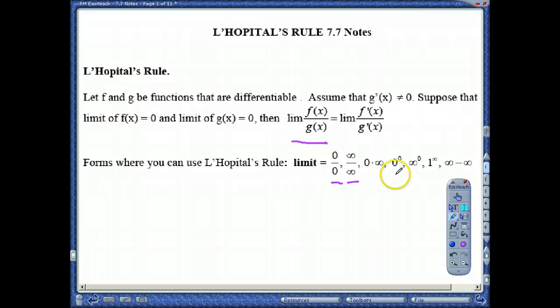Now we're going to discuss all of these different forms. So basically, if we plug the numbers in and we get 0 divided by 0, infinity over infinity, 0 times infinity, 0 to the 0th power, infinity to the 0th power, 1 to the infinity power, and infinity minus infinity, any of those forms, we know we can use L'Hopital's rule, which means we're going to take the derivative and then try that limit again. So let's see what this is going to look like.